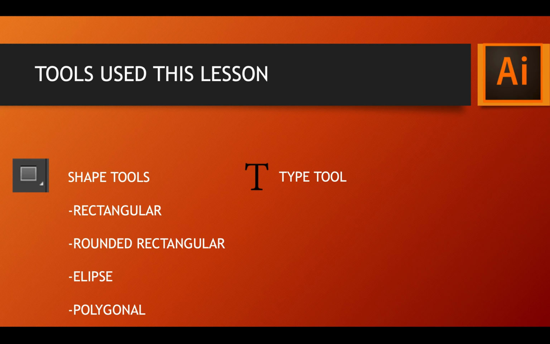Okay, so here are some things that we're going to cover in this first tutorial that I'm going to have you look at next. We're going to look at some shape tools, which are rectangular shapes, rounded rectangular shapes, ellipse tools, polygonal tools, and also the type tool. All right, so tune into the next tutorial, and we'll talk a little bit about what we're going to be creating today.